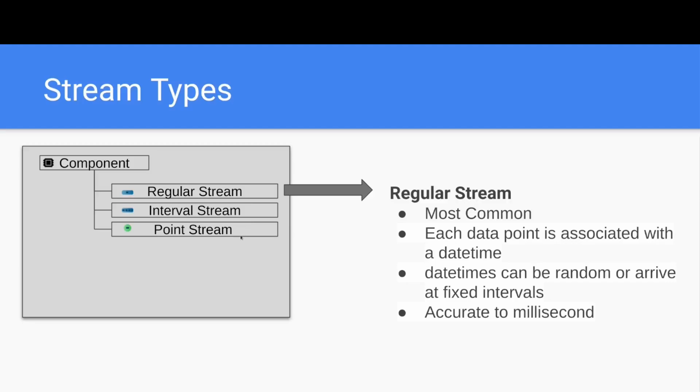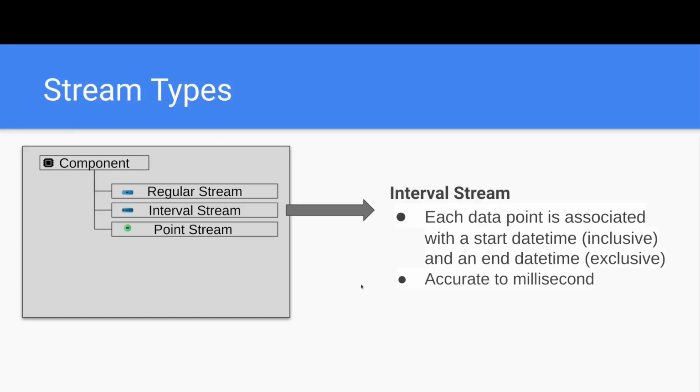The first stream type is a regular stream. It's the most common. Each data point is associated with a date time. Date times can be random or arrive at fixed intervals. An example might be a door open sensor. It would send the door state open or closed each time a door is open or closed. Date times are accurate to the millisecond.